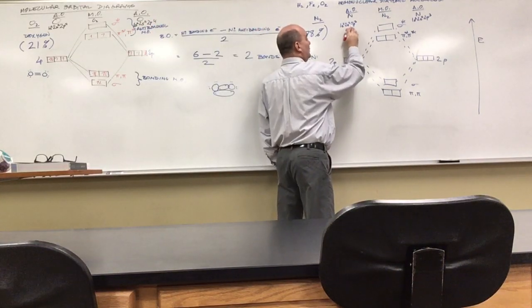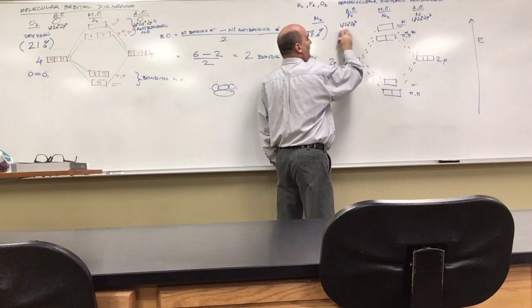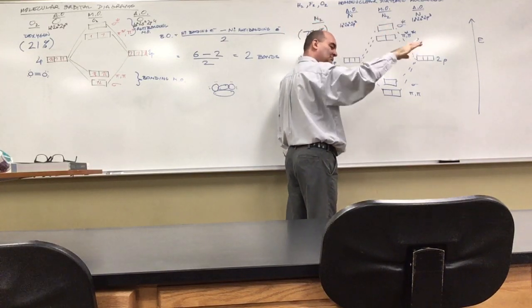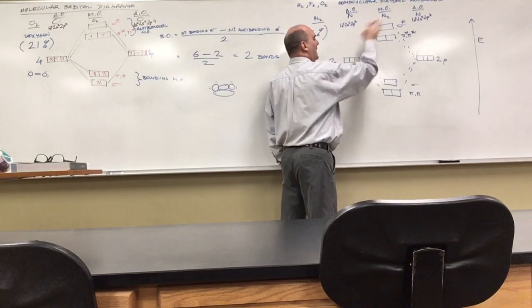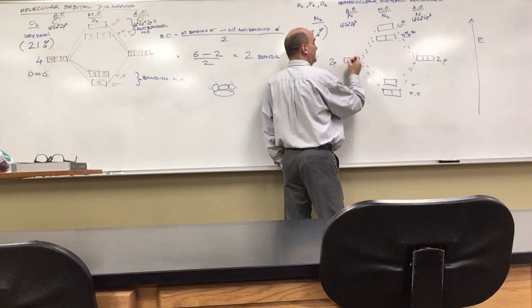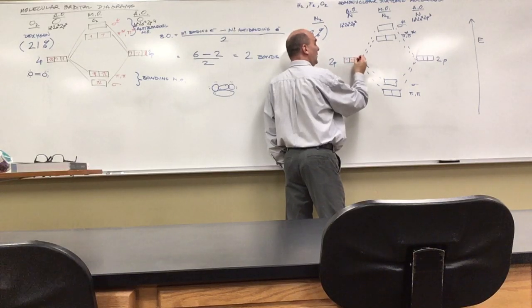1s2, 2s2, 2p3. We've already figured out that we don't need to write the 1s and the 2s down because they're below the electrons that are doing all the interesting stuff. 1, 2, 3.